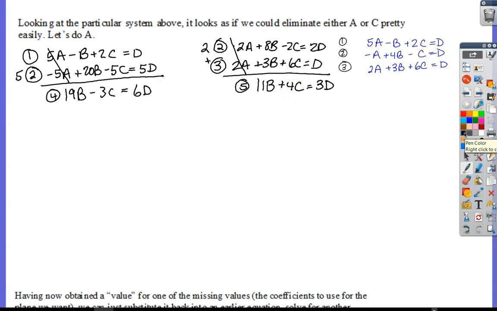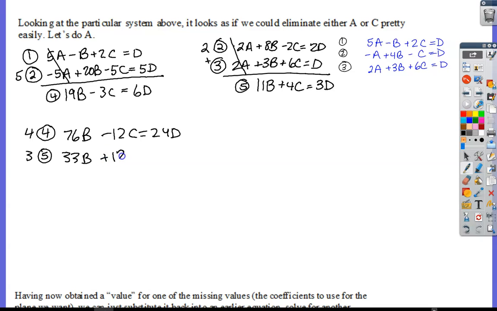Agreed. I think C is going to be the easier one. So that means I need to multiply equation 4 by 4 so that I get 12, and I'm going to multiply this one by 3. And again, they're already opposite signs, so that's good news. So then I'm going to do this guy by 4, which gives me 76b minus 12c equals 24d. Take your time on that. And then this guy times 3, so 33b plus 12c, which was the whole point, equals 9d.